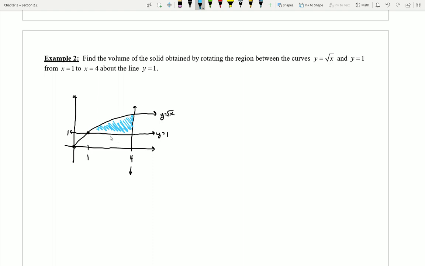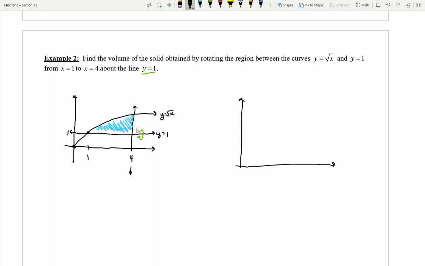Now our goal again is to create a volume out of that region by revolving that region about the line y equals 1. So our goal is to take that and spin it around this particular line. All right, so I'm going to go ahead now and create a second picture where I can actually draw the 3D solid.